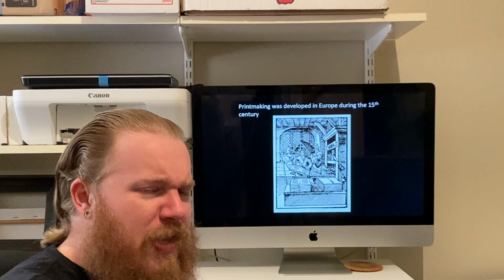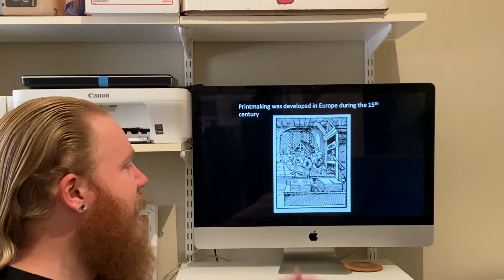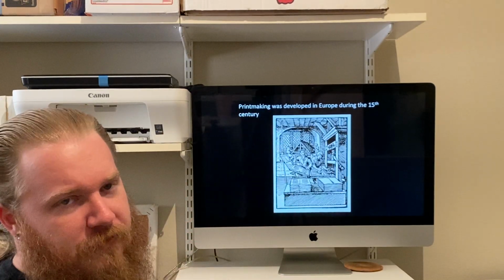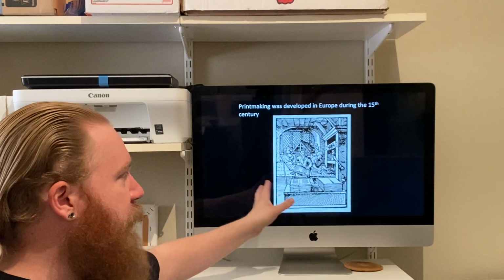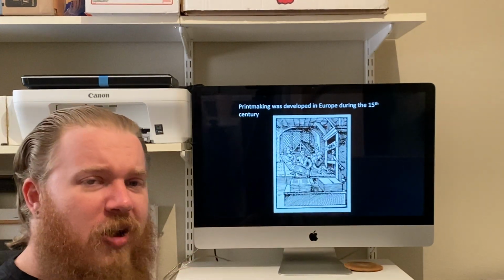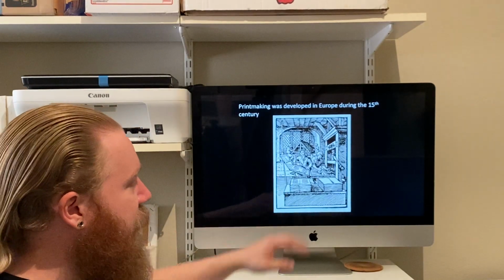at least until the Renaissance period, where we start to have the advent of different techniques and things like that. But this is also fairly typical of what most printed imagery would have looked like from this time period. Once again, very simple, black and white, usually uses hatching or cross-hatching extensively in its creation and everything like that.